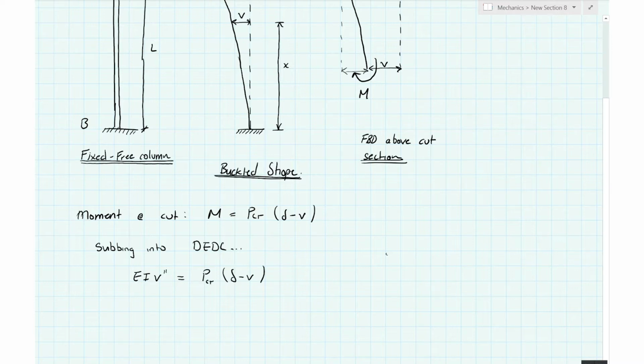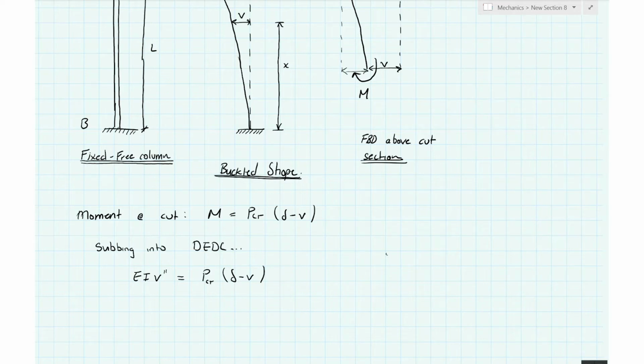And just to say, if you found yourself at this video without watching the previous derivation that we did of the pinned column, I'd say stop this video now and go back and watch that video first, because I'm going to brush over various different things that assume you've seen it. So I'm not explaining a huge amount about the differential equation of the deflection curve, for example.